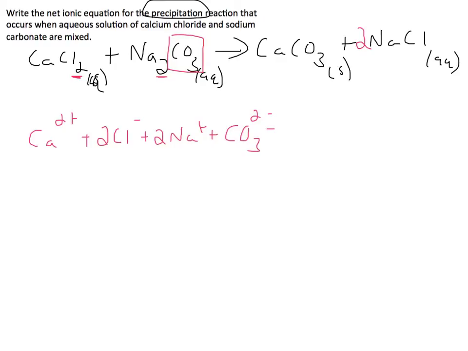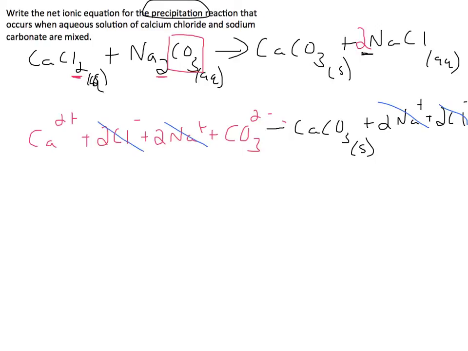Alright, so from there on the other side we have calcium carbonate that's not going to break up because it's a precipitate, so that's going to stay the same. Plus we have 2 Na+ and 2 Cl−. And that 2 comes from the stoichiometry. So then we can cancel out what we have on both sides. We have 2 chlorines, 2 sodiums, 2 sodiums, 2 chlorines.